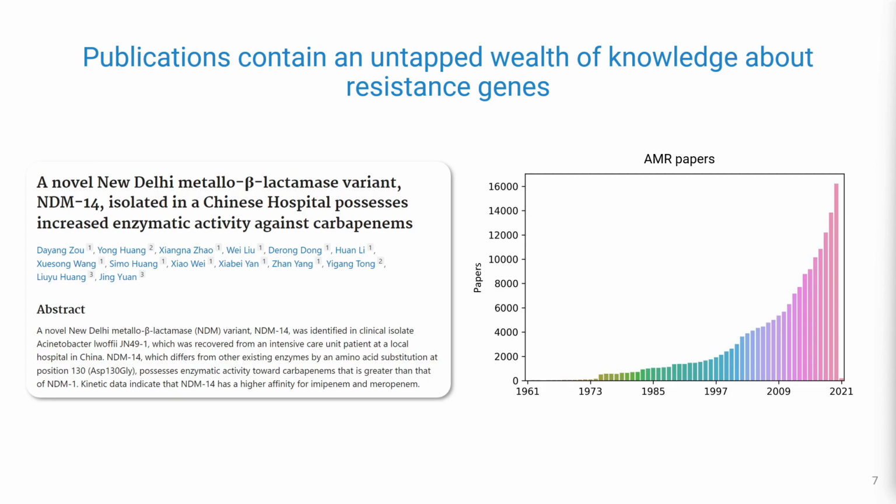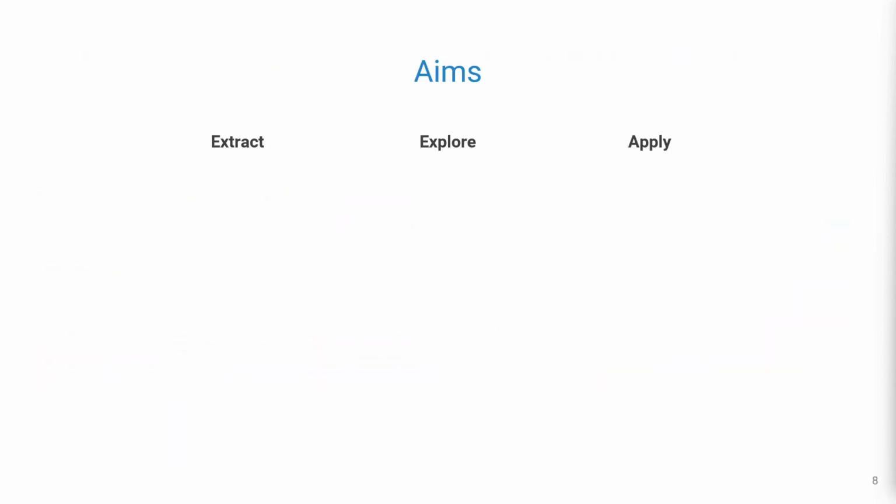But as the number of publications increase year over year, it's important that we develop automatic methods of extracting this information. Thus, my project aims to do three main things: extract data, explore the data, and finally apply the knowledge that we gained.